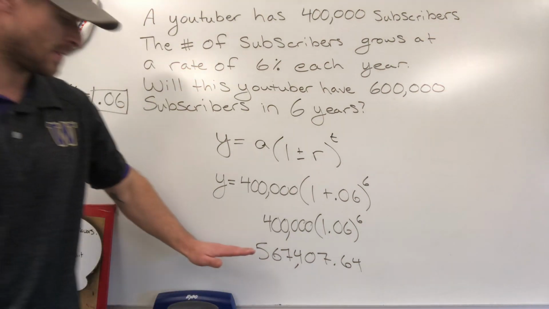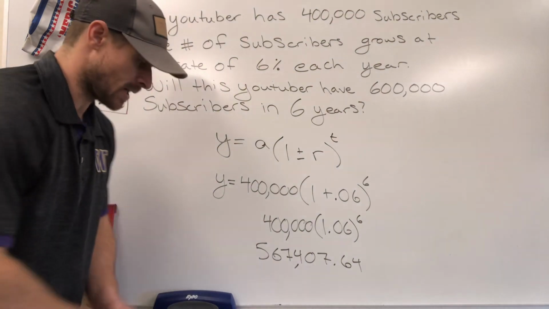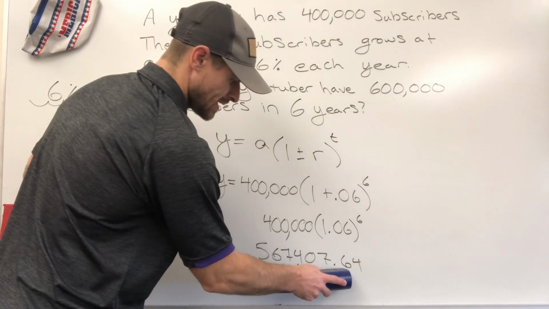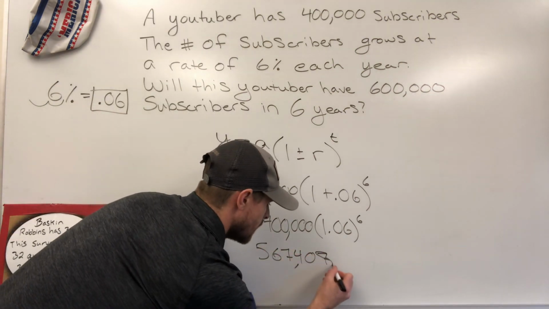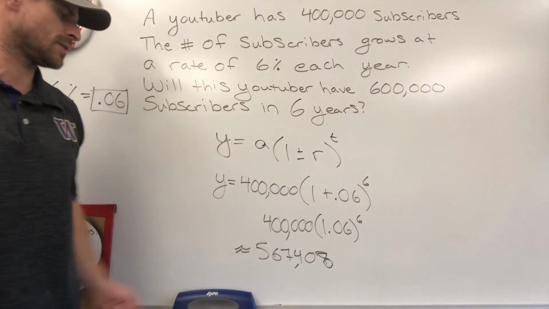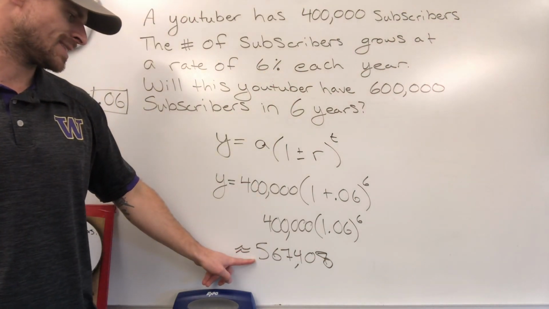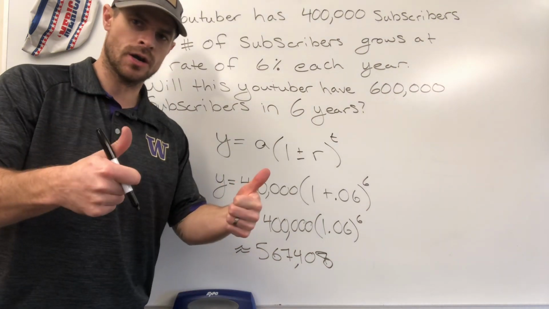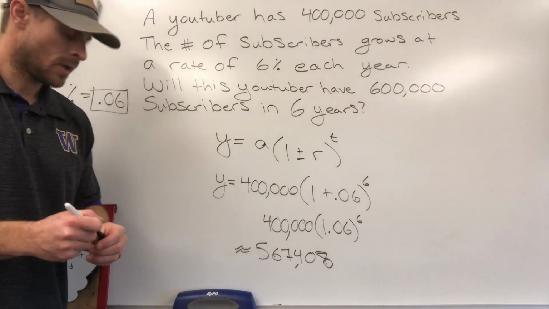Now, if we're talking about the amount of subscribers, we can't have decimals of subscribers, right? It's either 1 subscriber, 2 subscribers, 3 subscribers. It's got to be integers. So that 6 I'm going to bump up to an 8. Let's just say approximately, well, I can look at this YouTuber and say, hey, 6 years, you stay at that rate, you're going to have 567,408 subscribers. Great growth, but not quite 600,000 like the question was asking. So we can make predictions.